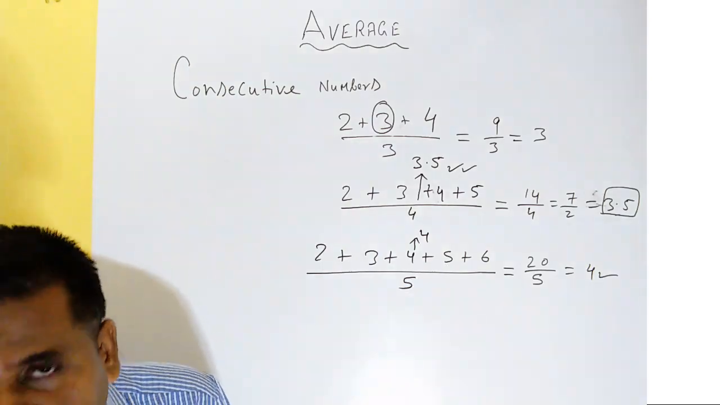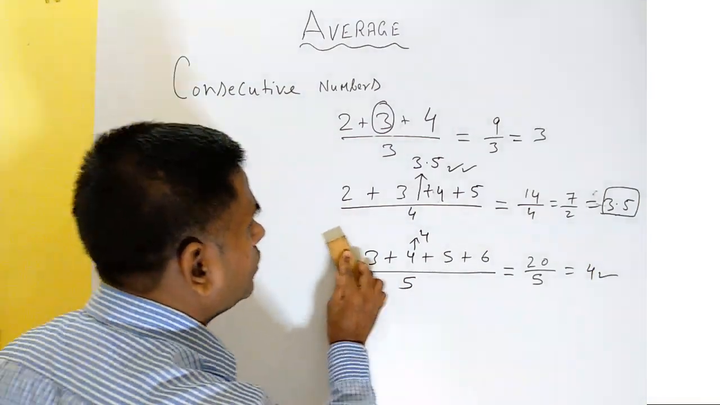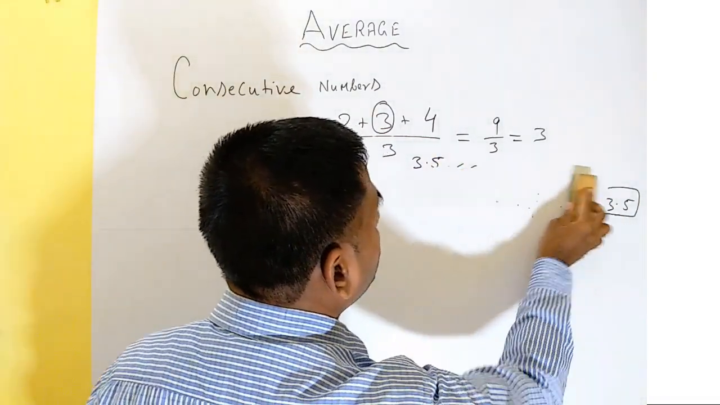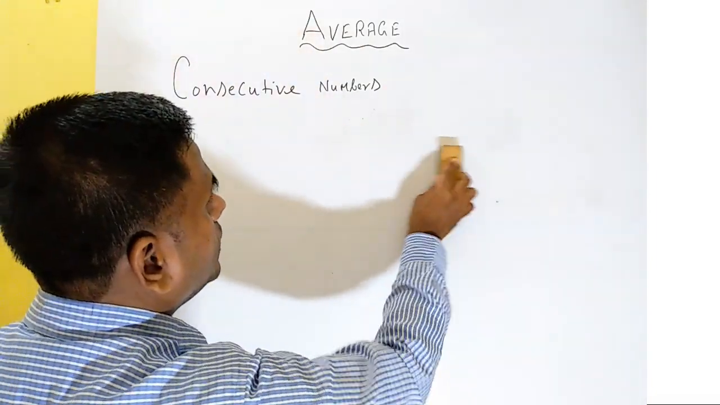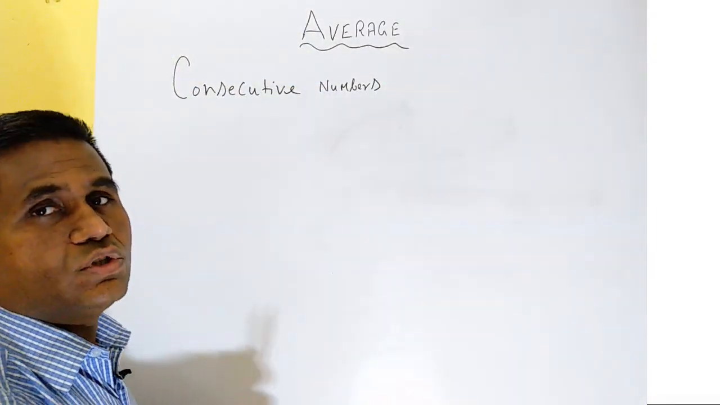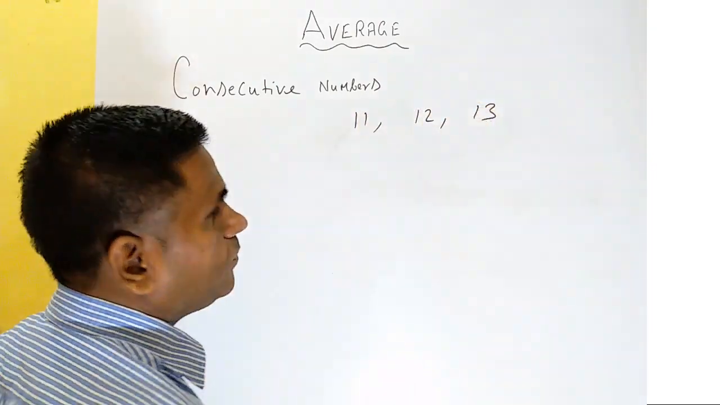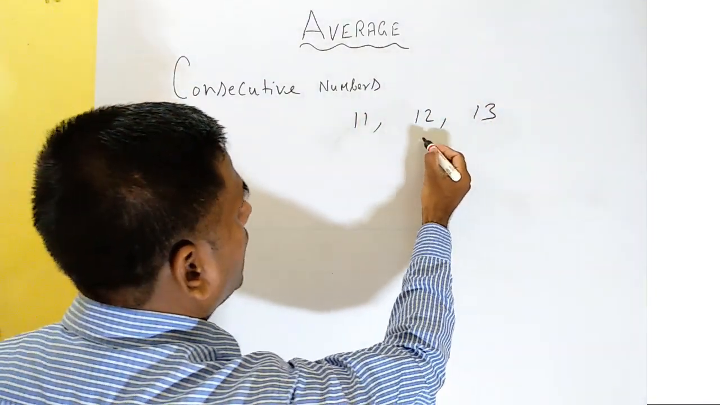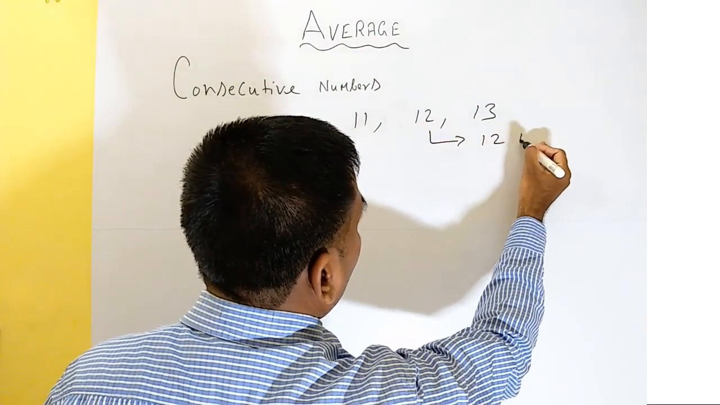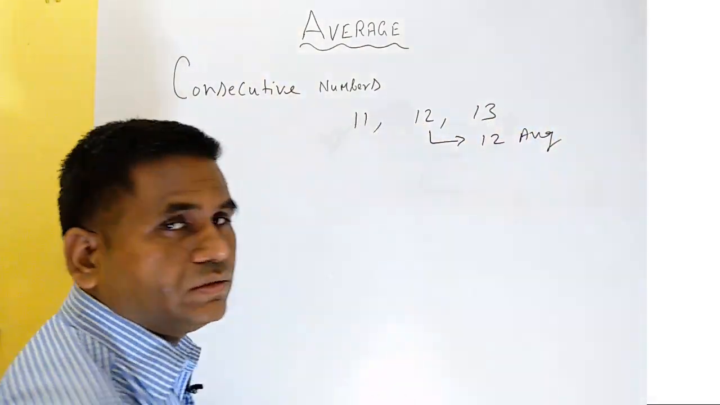Now let us solve one or two more examples without calculation. If I ask you to solve the average of 11, 12, 13, what is the average? The answer is 12. 12 is the average.